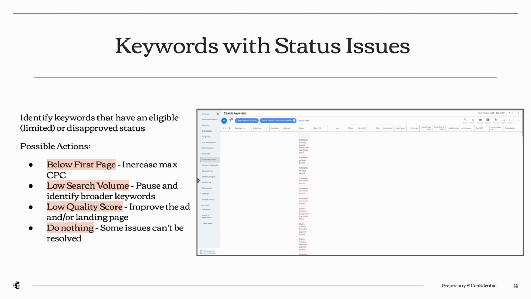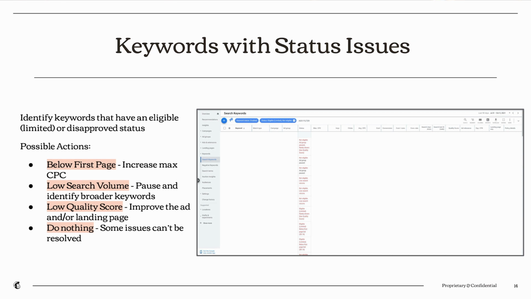Next, I want to touch on keyword statuses. Also, might not be able to see this too much, but that's okay. I'll walk you through it. Essentially here you have a filter for eligible, limited, and disapproved status. So when I go into my filters within Google Ads, I figure out what keywords are currently having these status issues that I might need to take some action on. A few of the things that you might see would be below first page bid.